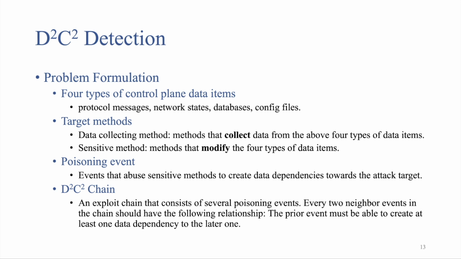In such a chain, every 2 neighboring events should have the following relationship: the prior event must be able to create at least one data dependency to the later one. So according to this relationship, we try to chain the identified events together.